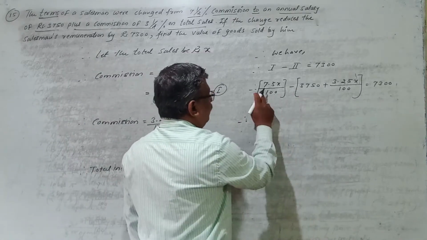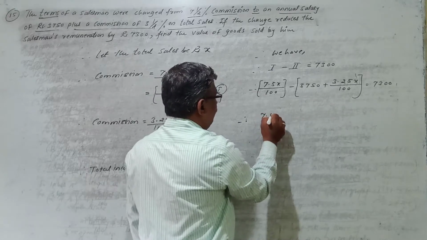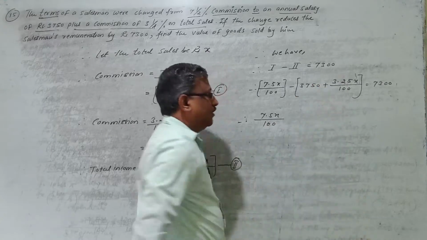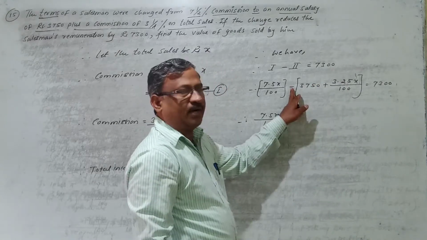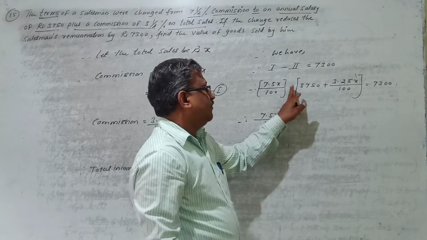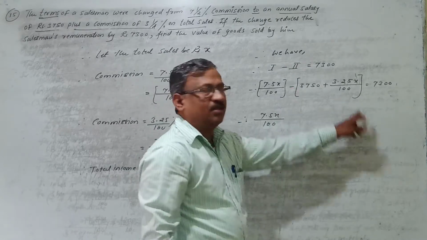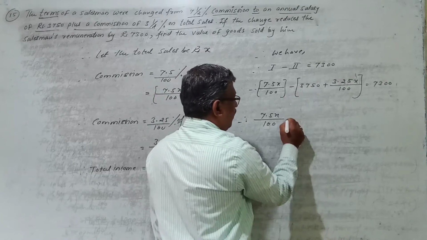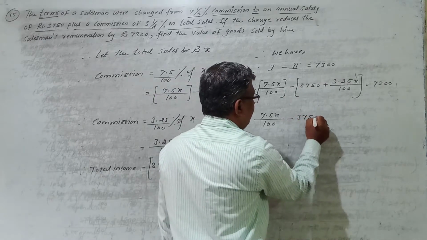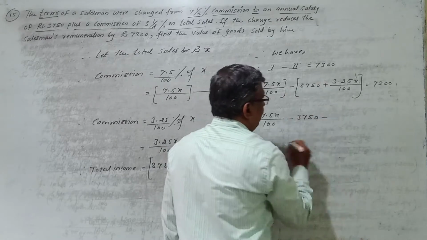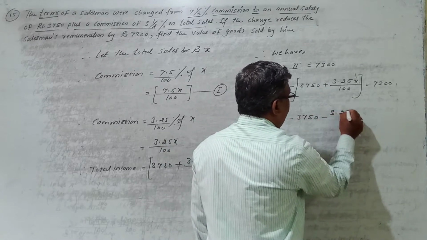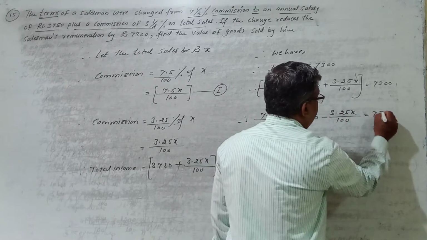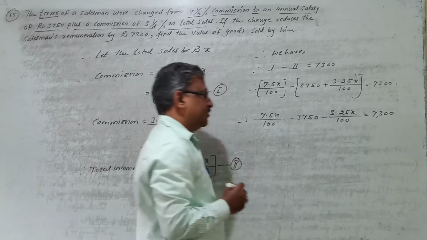Now simplify this. Open the brackets. This first one remains as it is, 7.5x divided by 100. Now open this bracket. Outside the bracket which sign is there? Minus. If there is a minus sign outside the bracket, all signs inside the bracket will change. Minus into plus is minus 3,750. Minus into plus is minus 3.25x divided by 100, equals 7,300, keep this as it is.